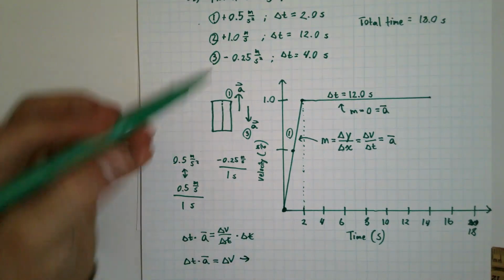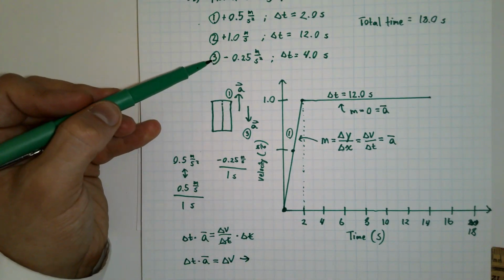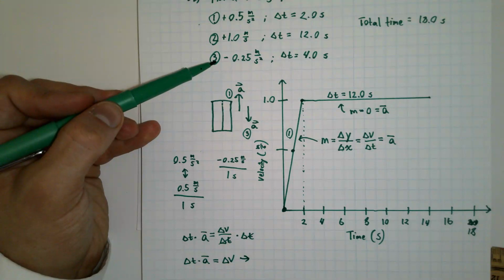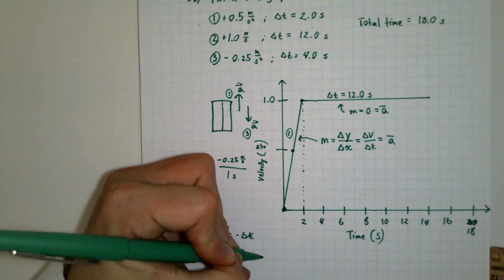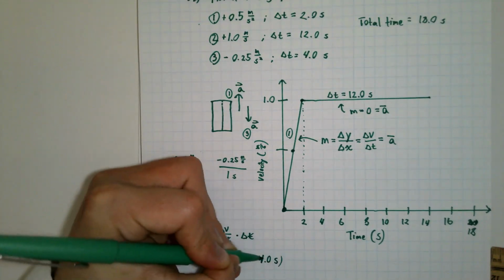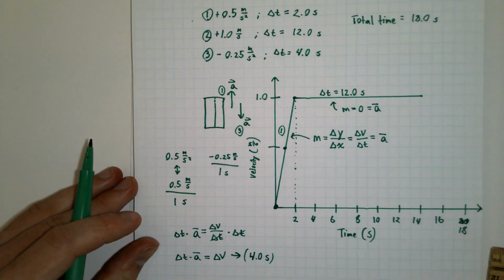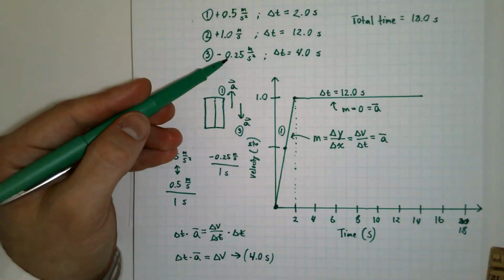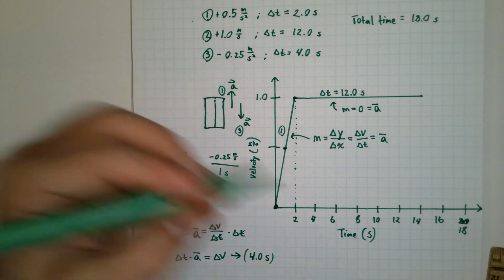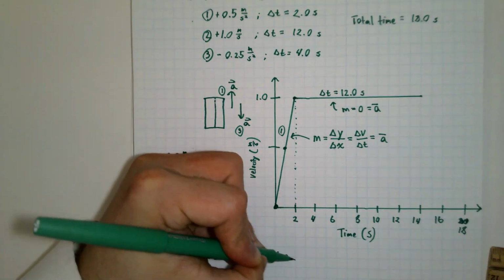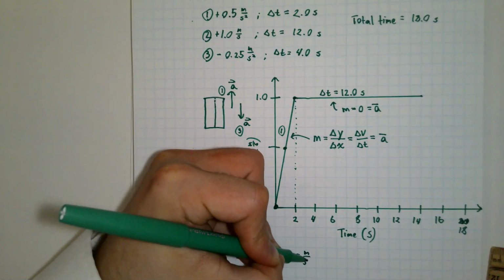Well, the change in time, or the amount of time that this third movement took place, was over a period of 4.0 seconds. The acceleration that I underwent was negative 0.25 meters per second squared.